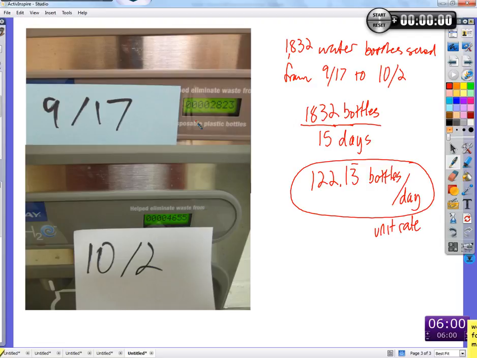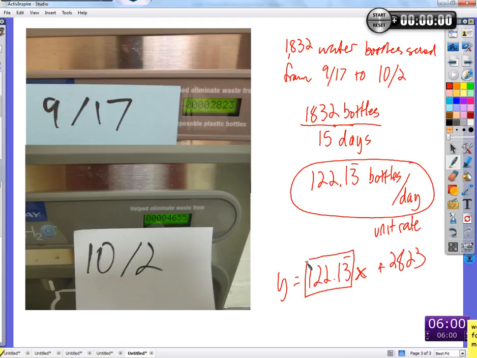Okay. Y equals 122.13x plus 2,823. Okay. Anybody disagree? What kind of an equation is this? If we were to graph it, what kind of shape would it be? A line. A line, that's why we call it a linear function. It is an mx plus b. So then what is this?